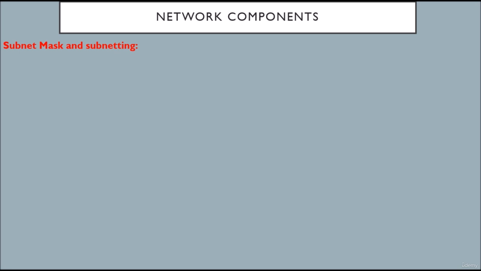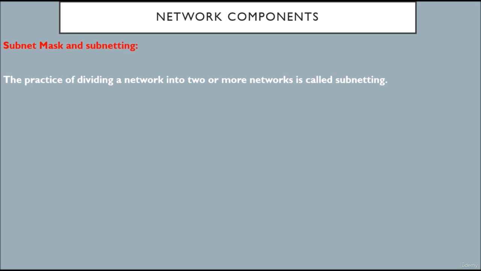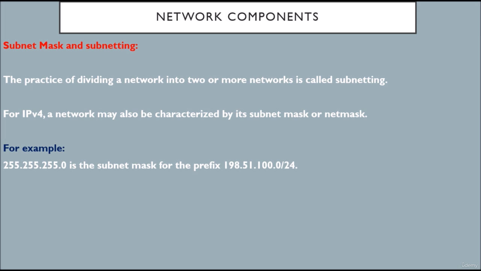Let's talk about subnet mask and subnetting. The practice of dividing a network into 2 or more networks is called subnetting. For IPv4, a network may also be characterized by its subnet mask or net mask. For example, 255.255.255.0 is the subnet mask for the prefix 198.51.100.0/24. Below is an example of subnet masks used by different classes.